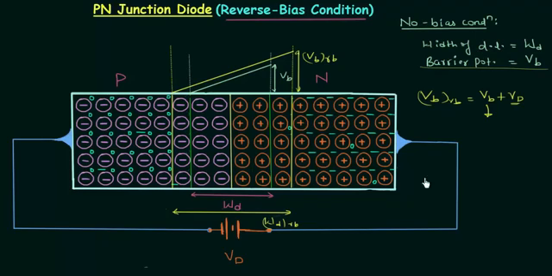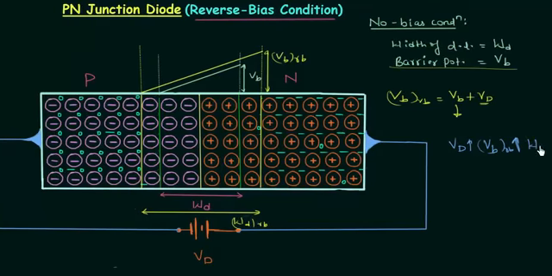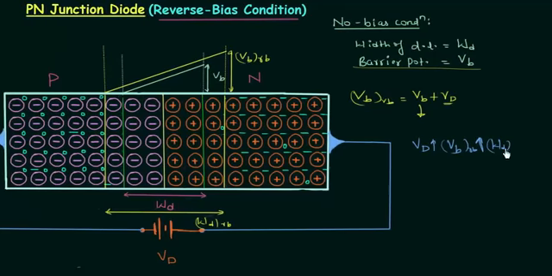So if you increase the reverse bias potential, the barrier potential will also increase. So I will write this down. If you increase VD, the reverse bias potential, the barrier potential will also increase. And this is also true for the width of depletion layer. On increasing VD, width of depletion layer will also increase.